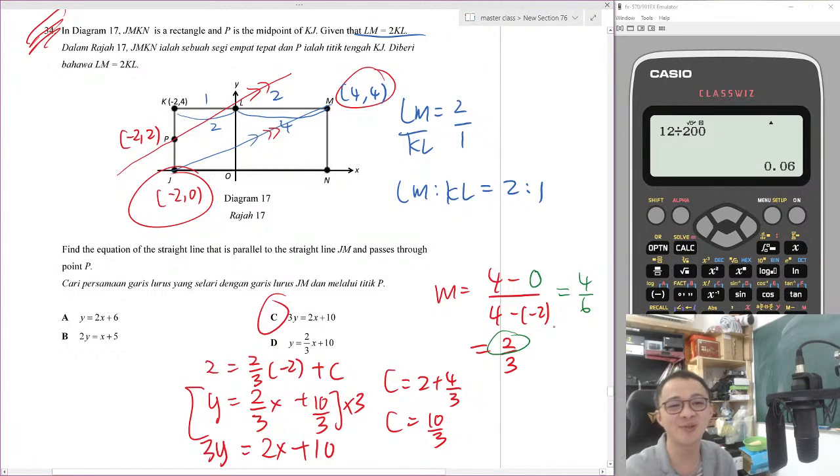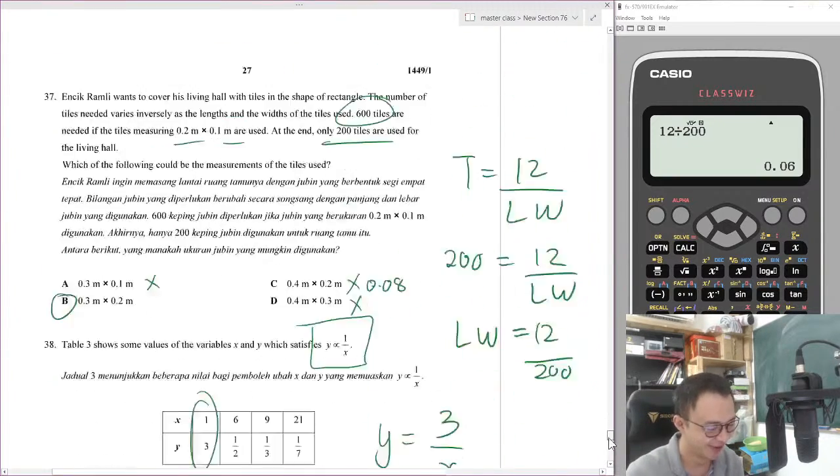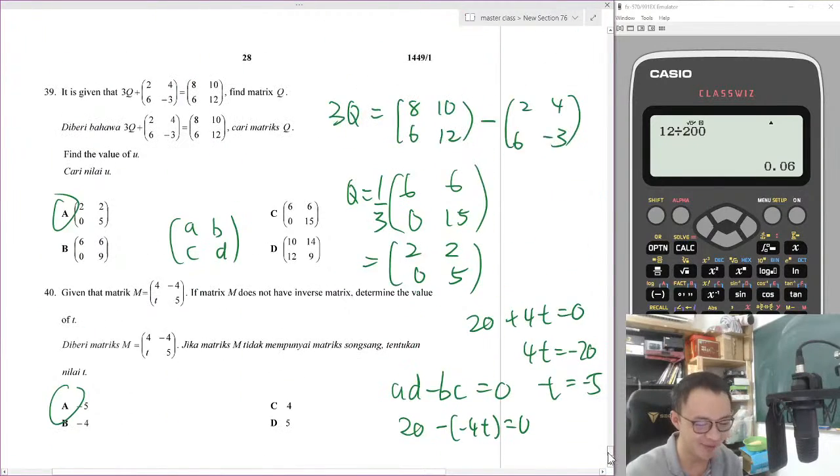But anyway, thanks to my masterclass student for correcting this one. Yeah, this is a careless mistake. Because just now it is 2 over 6, right? It should be 1 over 3. So I made a careless mistake just now. Sometimes I do too fast, but make sure you don't make careless mistakes like I do.